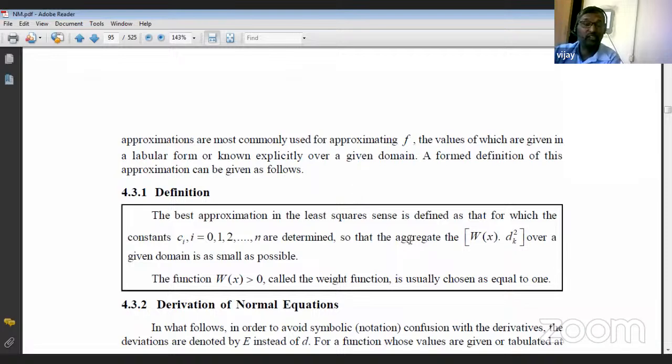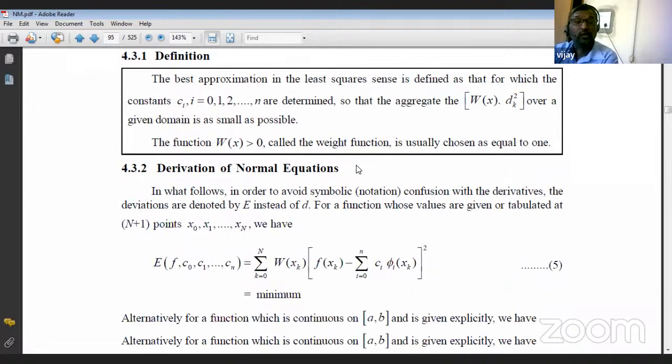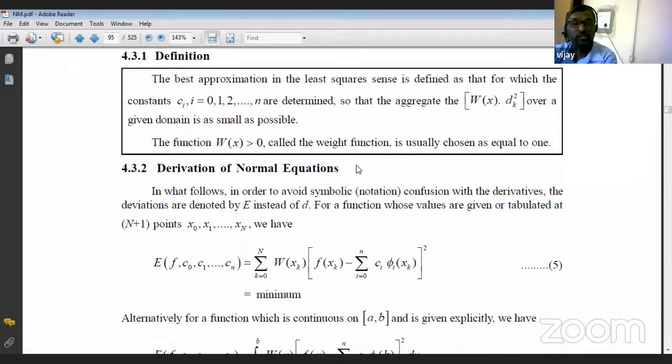It is defined as that for which the functions, here k equal to 1, 2, 3, 4 up to n. The weight function w(x) is such that d_k squared over the given domain is a small function. This weight function w(x) is then 0. The weight function is usually chosen as equal to 1 here. So, derivation of normal equations. In order to avoid confusion with the notation here, the deviations are denoted by e in place of d, we are writing e.